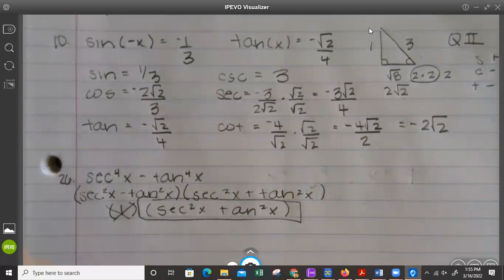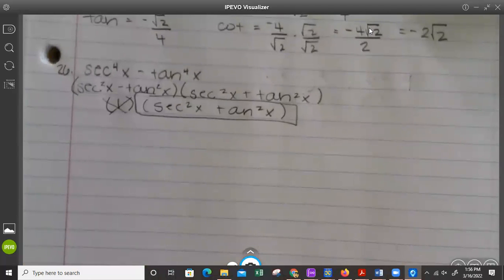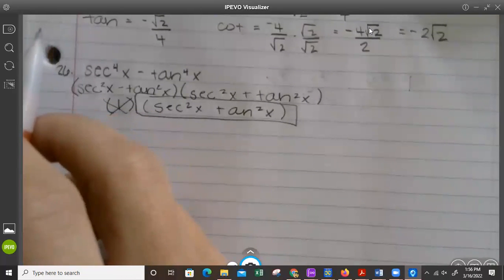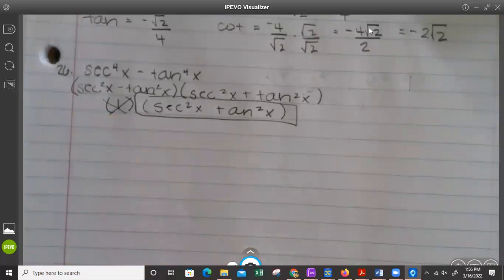Need all ninth graders, current ninth graders' last name beginning with letter P and Q. Please head to the Collins area. All ninth graders' last name P and Q. Please head to the Collins area.